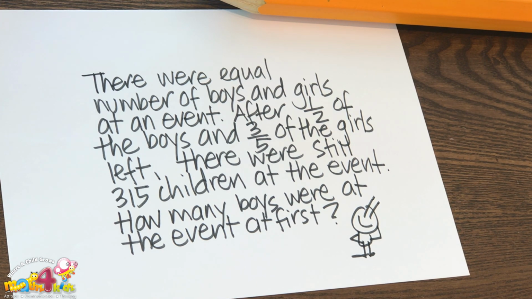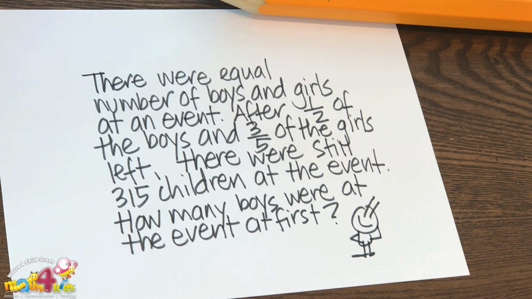Who is in the problem? A bunch of boys and girls. What is it all about? Well, it is about some of them leaving the event, and then we are asked how many boys were at the event at first. I wonder what we can do. I wonder what method we can use.